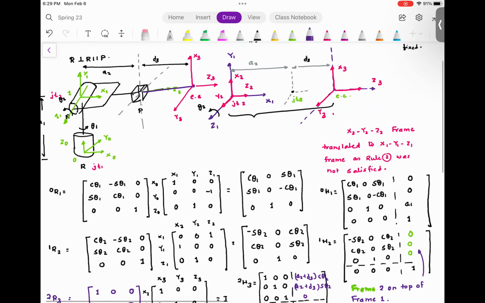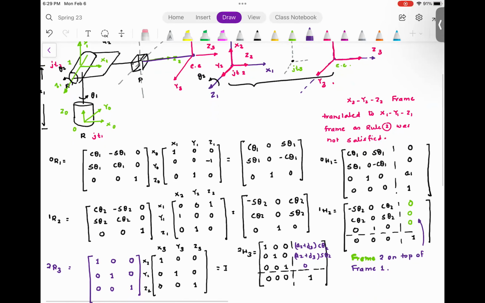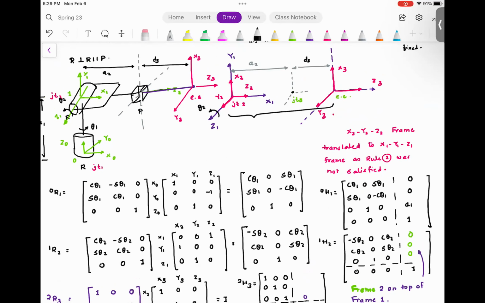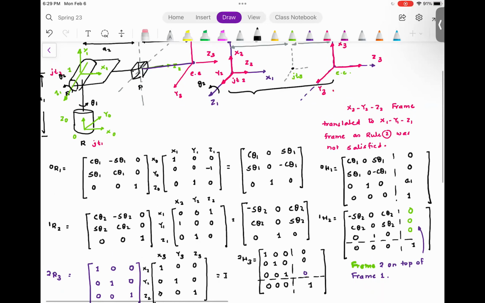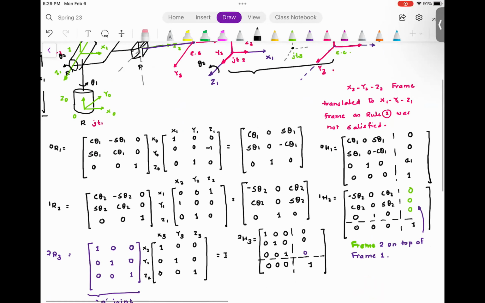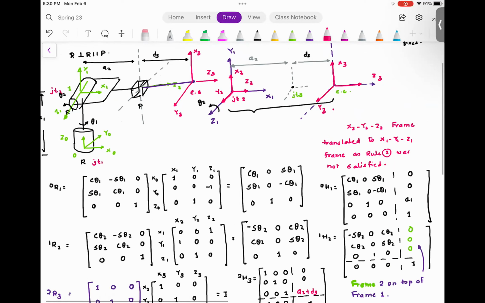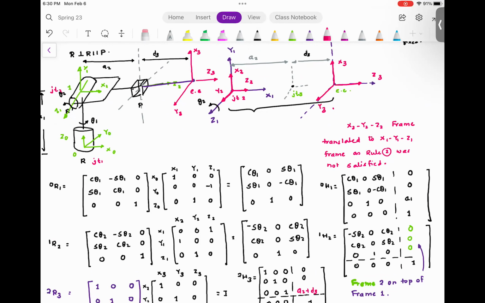So actually, just a second. Yeah, I made a mistake here. My apologies. So this is going to be 0, 0, and the last one, a2 plus d3. Sorry, I made a mistake here. Just please understand. This will be 0. This will be 0.